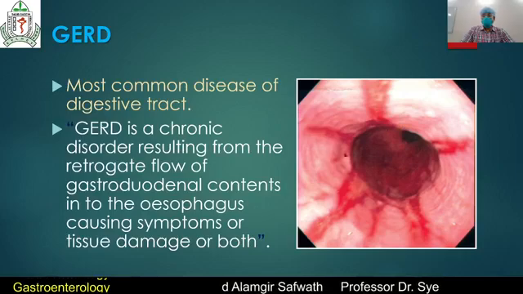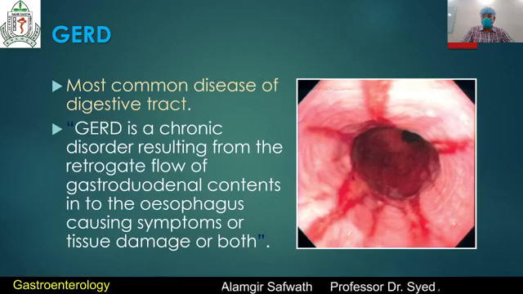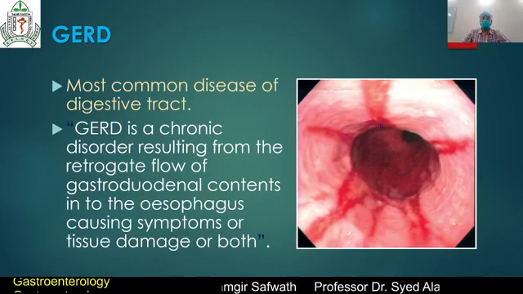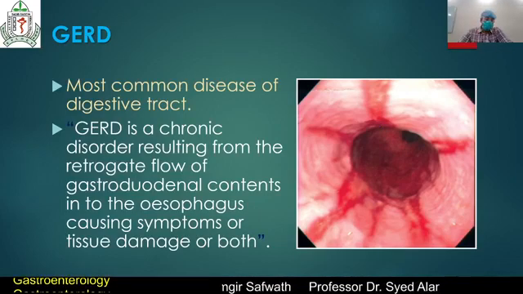Here in this picture, you can see an endoscopic view of the esophagus, and there are some linear ulcers at the lower end of the esophagus. This is a picture of gastroesophageal reflux disease.